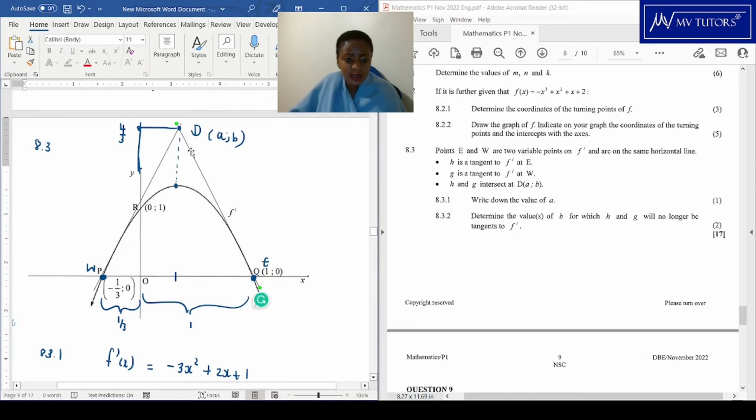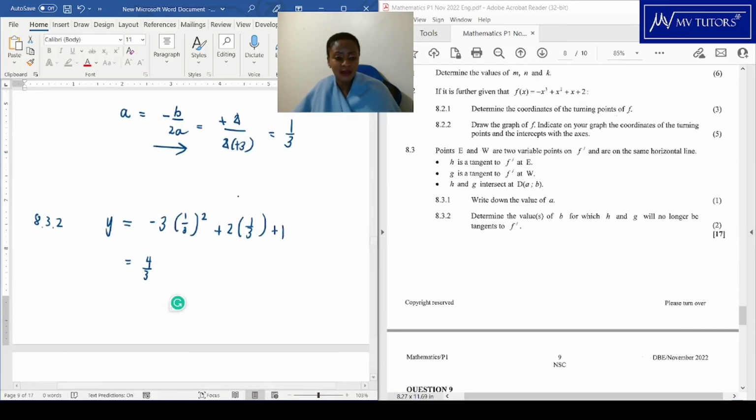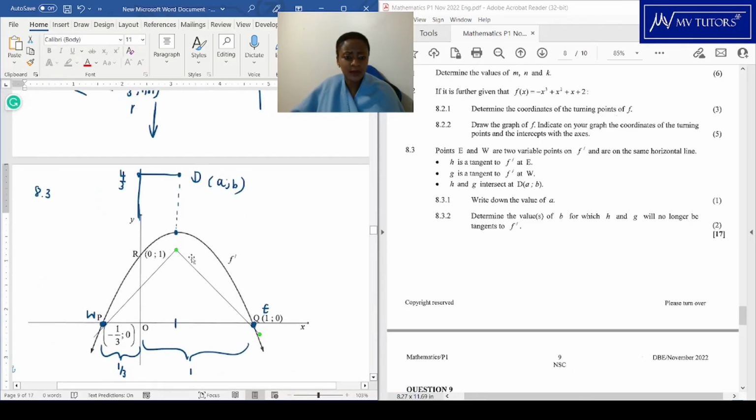let's just say we took it down over here, and they're still intersecting like that, or we take it even lower, then they're no longer tangents. Do you see that? They now intersect the graph of f prime. So basically b can be smaller than 4 over 3. What about b being larger than 4 over 3?